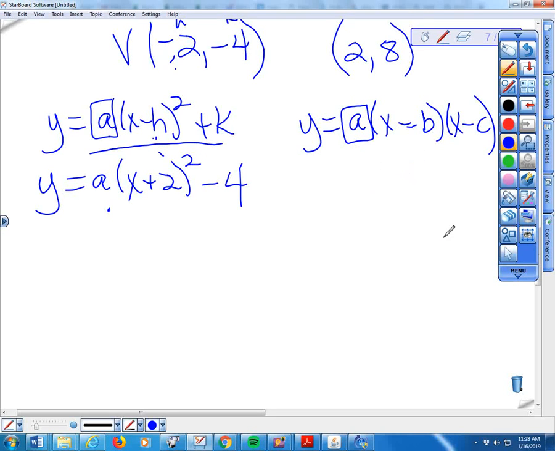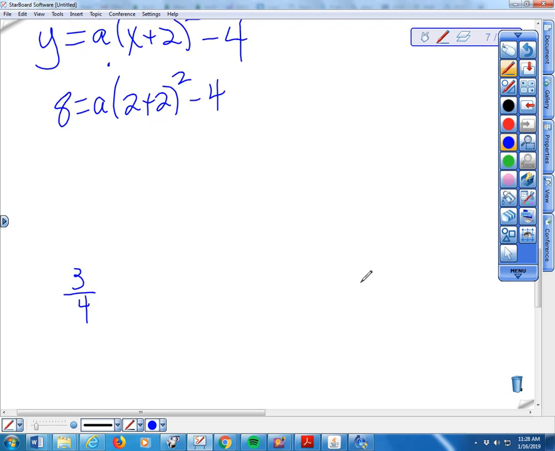Okay. So now I have 3 unknowns. I have y, a, and x. But they give me another point, which they will give you. So this is x, this is y. So I say 8 equals a times 2 plus 2 squared minus 4. 2 plus 2 is 4. 4 squared is 16. So 8 equals 16a minus 4. I add 4. 12 equals 16a. Divide by 16.